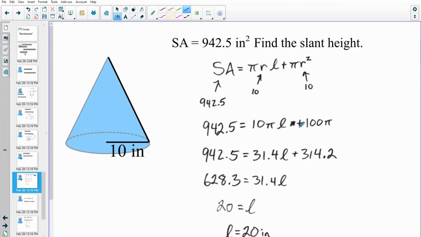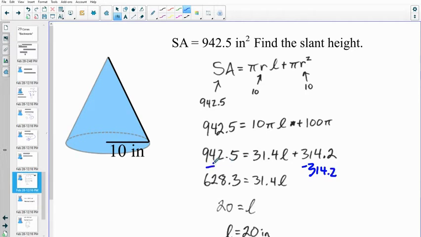This one didn't say to give an exact value, so I'm just going to go ahead and multiply these out. 10 times pi is 31.4. 100 times pi is 314.2. I rounded it off. And then a little bit of algebra. I subtracted 314 from both sides.